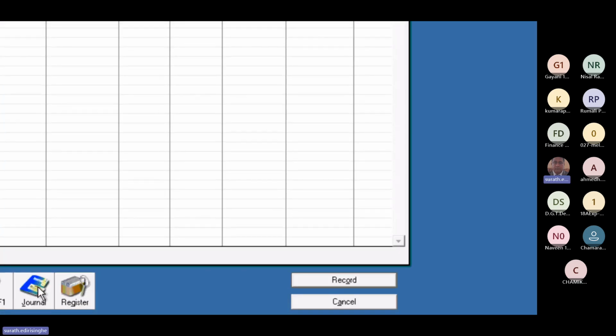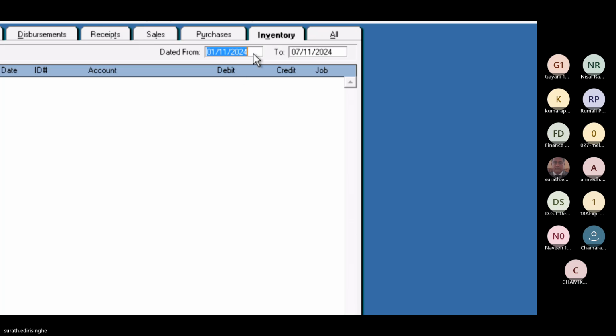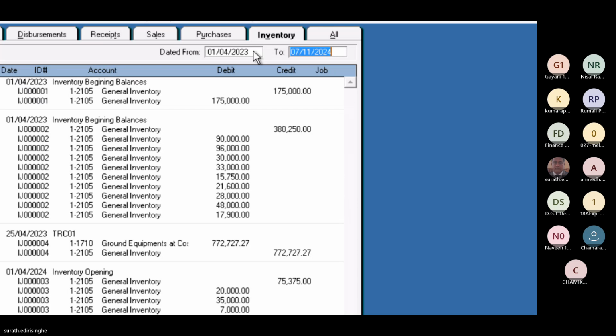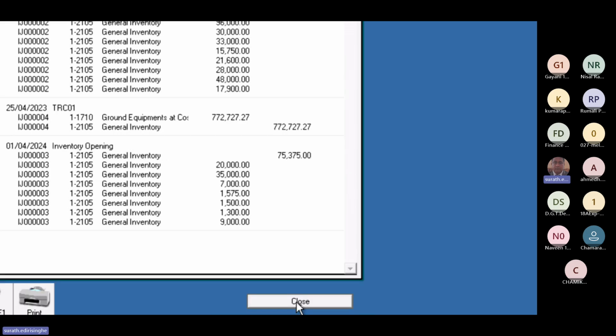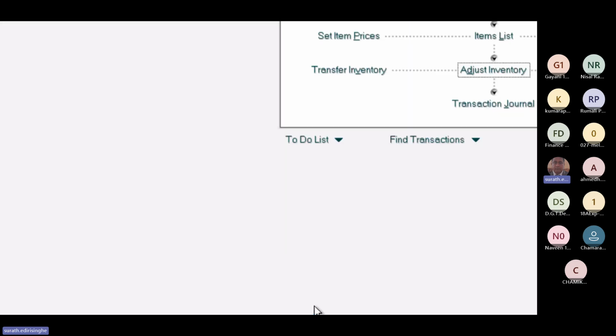Then go to the journal entry 23 04. Ground equipment cost debit 772, meaning the tax is not capitalized to the asset, only the cost amount is capitalized, and credited on my inventory account. And also we look at whether our transaction is properly recorded in our financial statements.